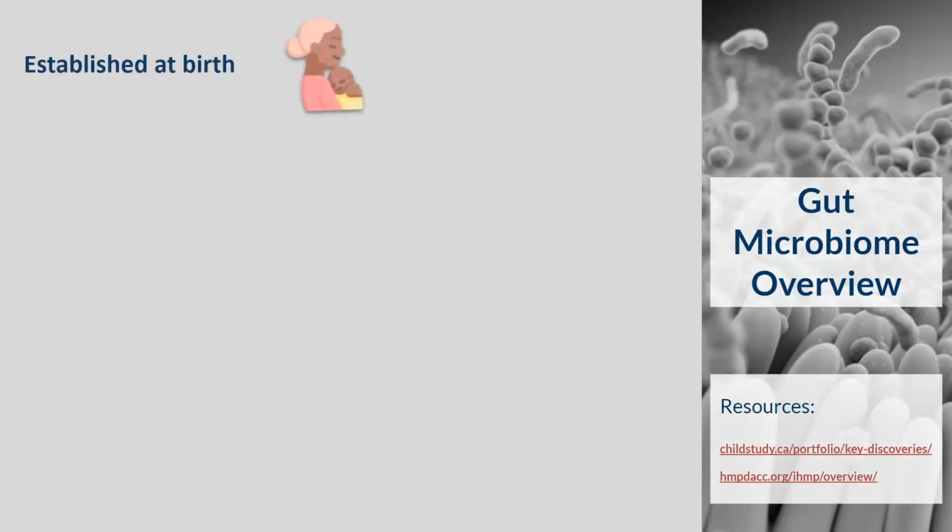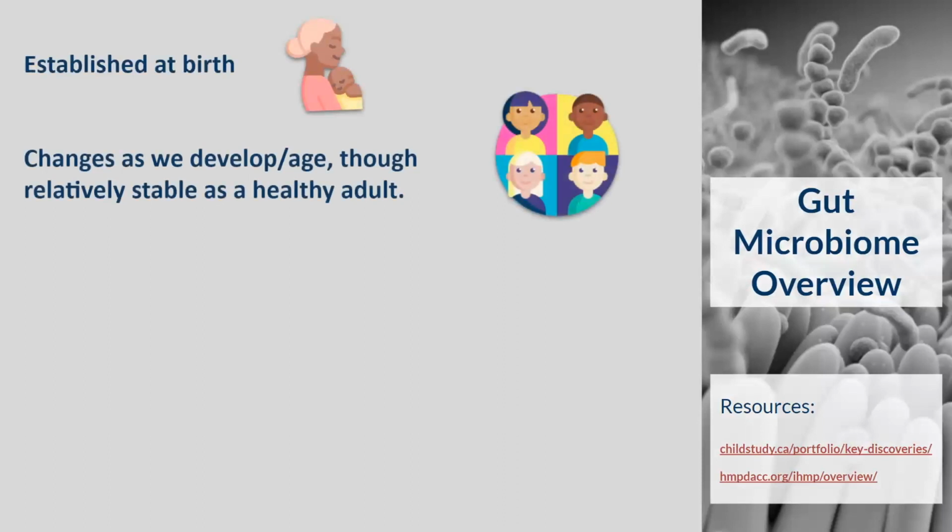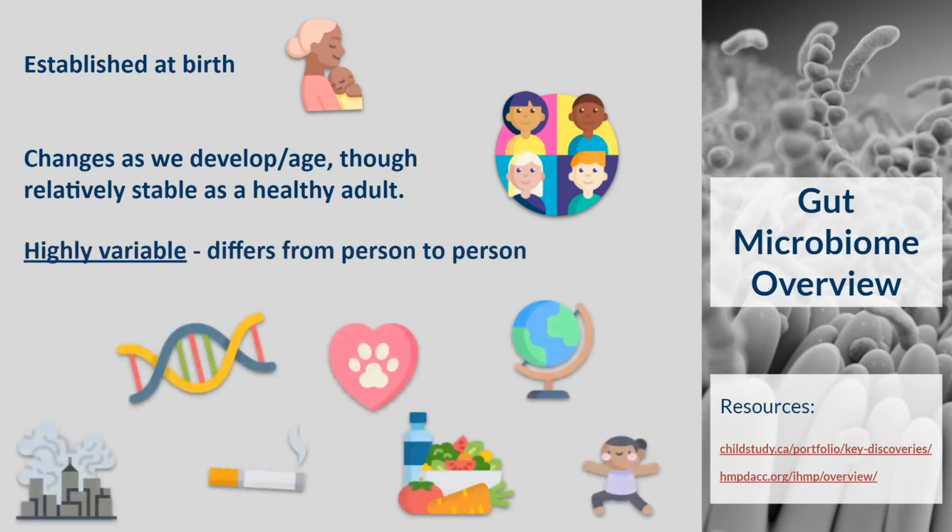So we know that individual gut microbiomes are established at or right around birth. And there are some major changes when we are developing and aging. So for example, when we start eating solid foods, there's a major change in our gut microbiome. However, they can be relatively stable as a healthy adult. Most importantly, we know that individual microbiomes can be highly variable. So that means different from person to person.